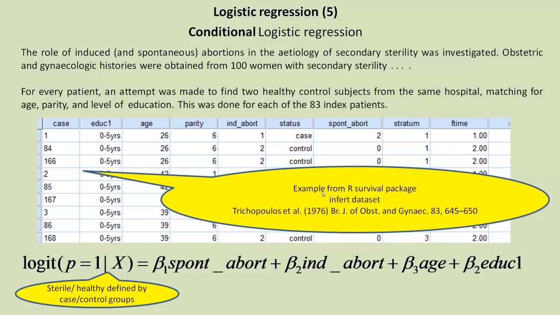And I've taken this example from the R survival package, which contains several datasets. One of the datasets is called the infert dataset, and it's taken from an article in 1976 in the British Journal of Obstetrics and Gynaecology. It was actually analysed using a different technique because conditional logistic regression wasn't really available in the 1970s.